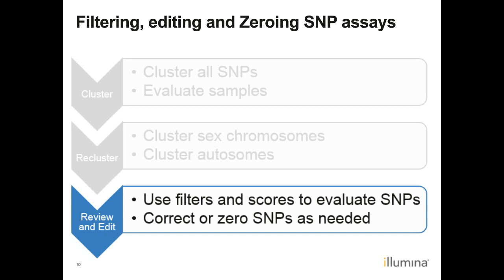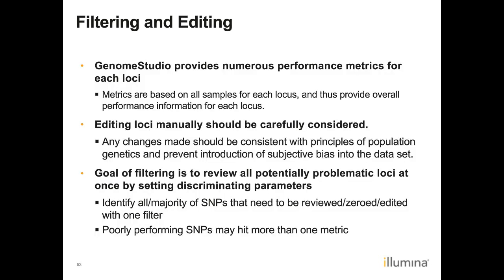Now, GenomeStudio provides numerous performance metrics for each locus. The metrics are based on the samples for each locus and provide overall performance information for these loci. Now, editing loci manually should be carefully considered. Any changes made should be consistent with principles of population genetics and prevent introduction of subjective bias into the data set. In short, you need to find supporting data for any changes that you make.